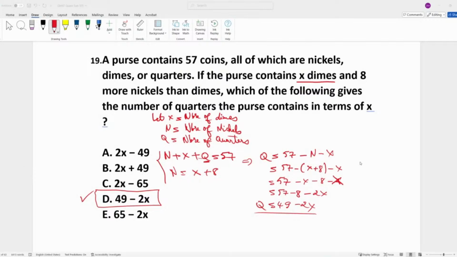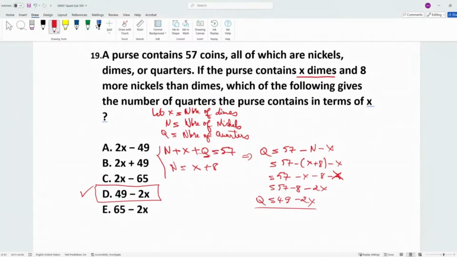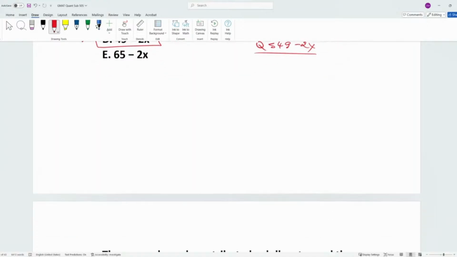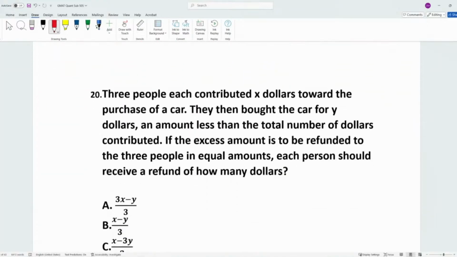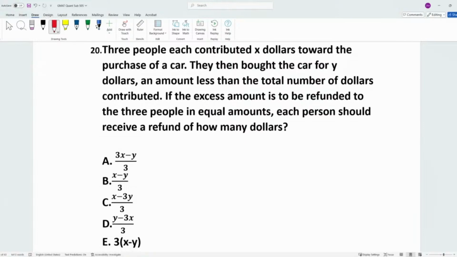Okay, the last question. So it says 3 people each contributed X dollars toward the purchase of a car. They then bought the car for Y dollars, an amount less than the total number of dollars contributed. If the excess amount is to be refunded to the 3 people in equal amounts, each person should receive a refund of how many dollars?